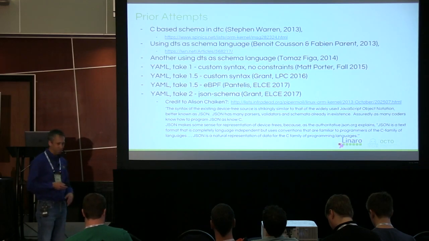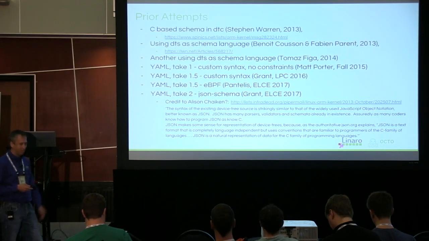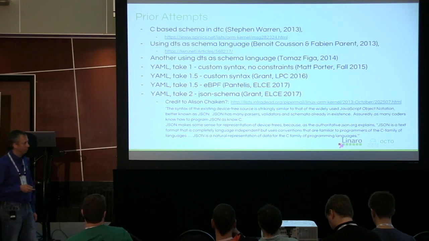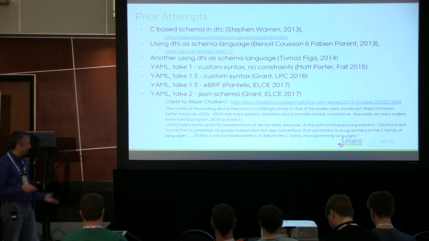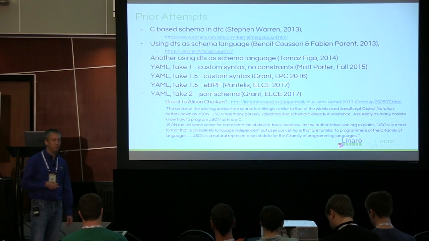And then there was a bit of a break in efforts, and we had the first attempt at using YAML as a schema language. That was kind of a custom syntax, and it didn't really address how we deal with constraints. And Matt Porter did that 3 years ago now. Then a year later, Grant took that and evolved that into something that I think did add some constraints checking. It was still a custom language.